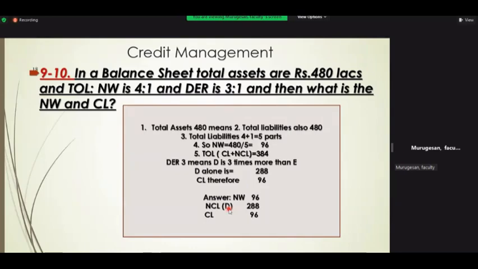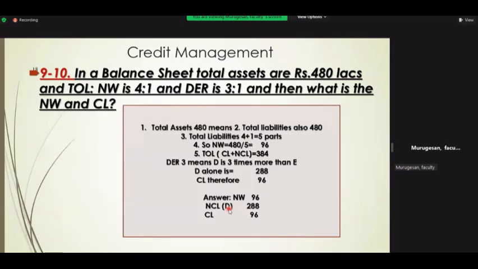D means all external liability. External liability means money from others. Equity is not money from others. Capital is your money, internal liability. Your term loan, NCL plus CL, is others' money. That is external liability. So any company uses its own funds and also uses others' money to run the business.